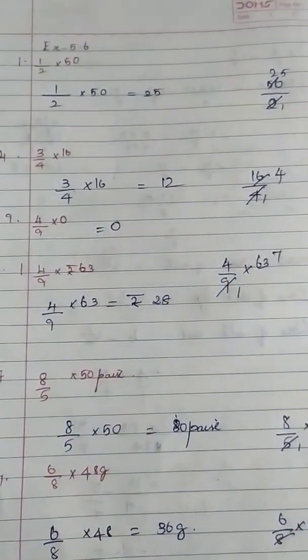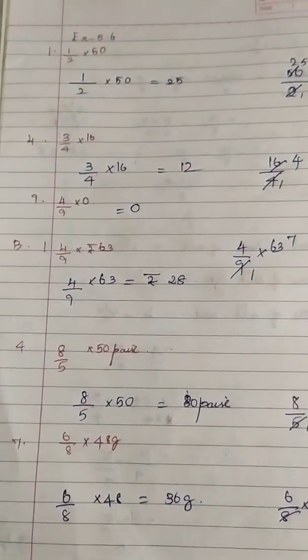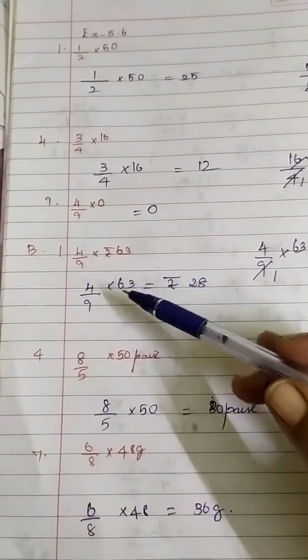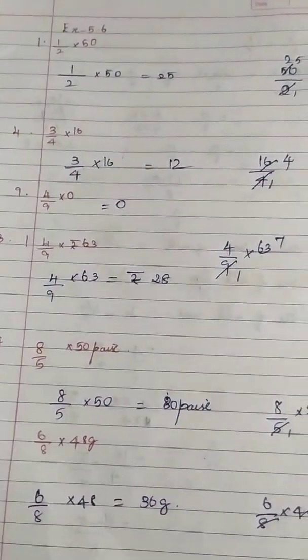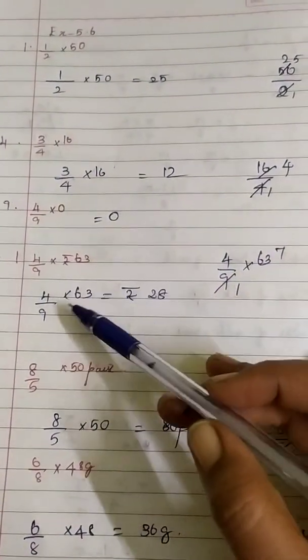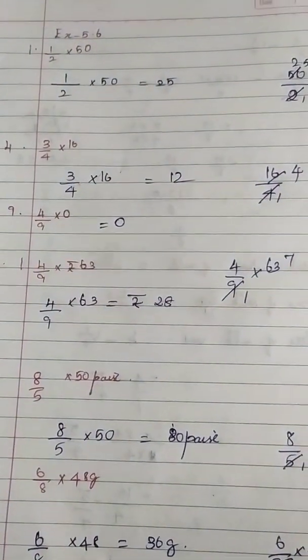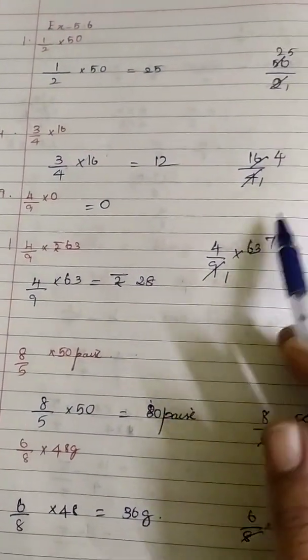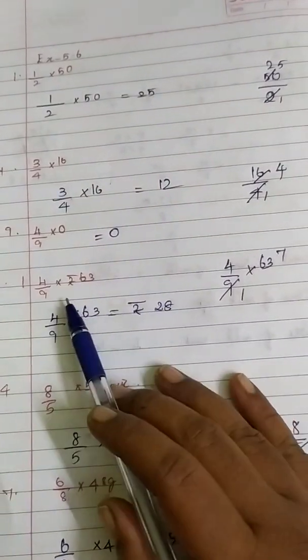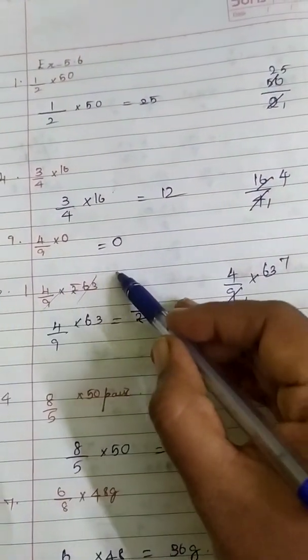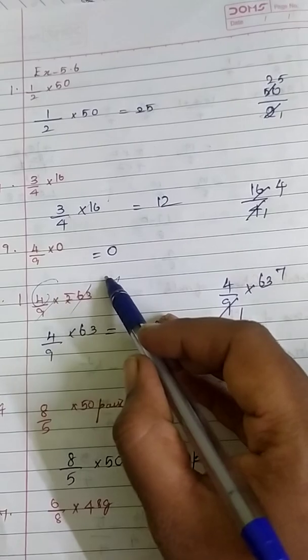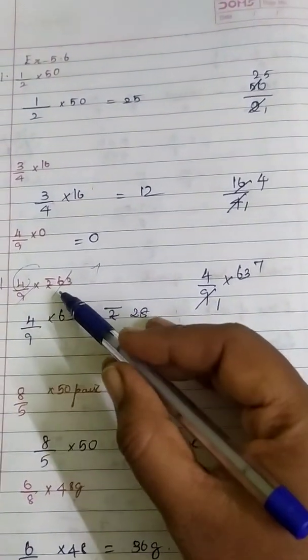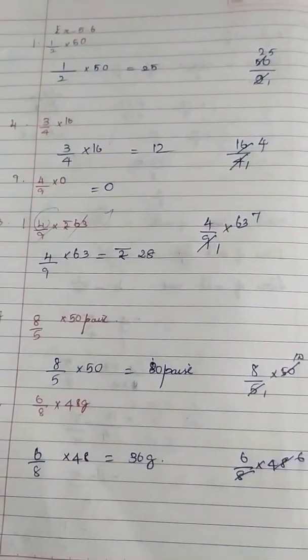Any number multiplied by 0 is 0, so 4 by 9 into 0 is 0. B problem: 4 by 9 multiplied by rupees 63. Now we are going to cancel 9 and 63 using the 9 table. 9 sevens are 63, so these are cancelled. 7 is remaining and 4 is remaining. Multiplying 4 and 7, 28. Since it is in terms of rupees, rupees 28.